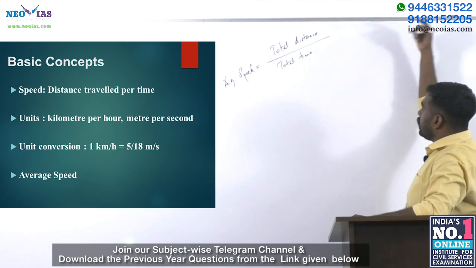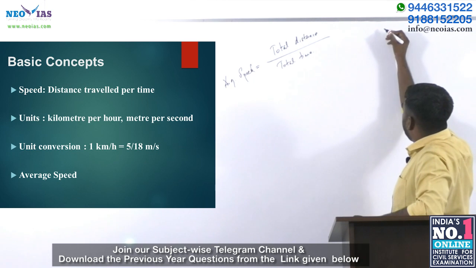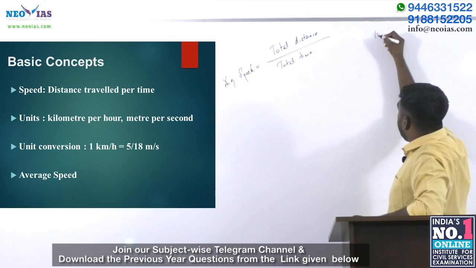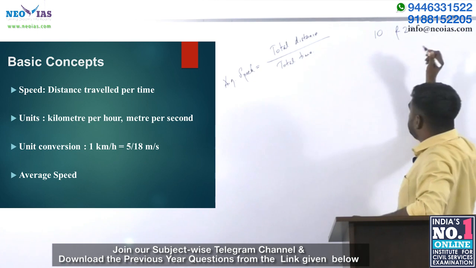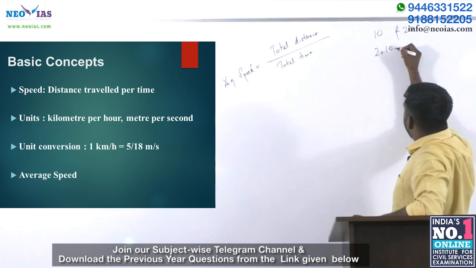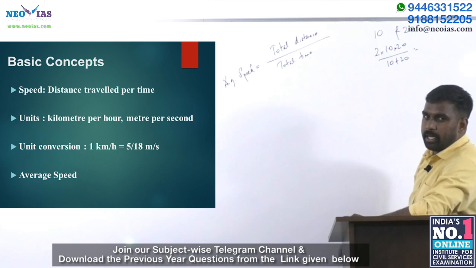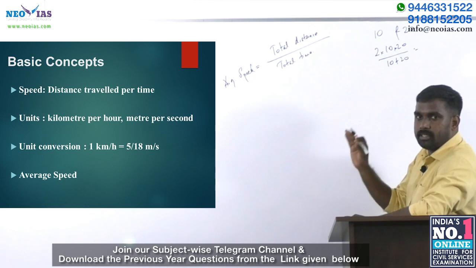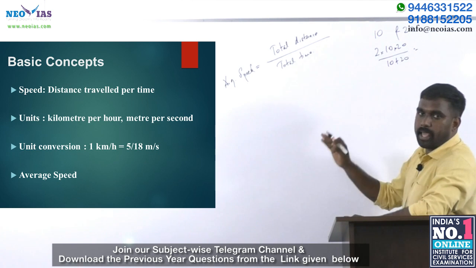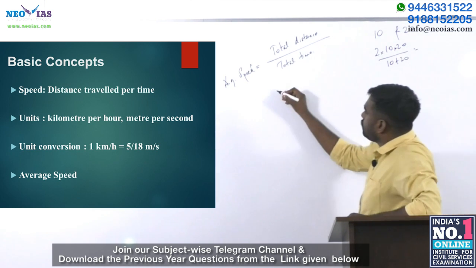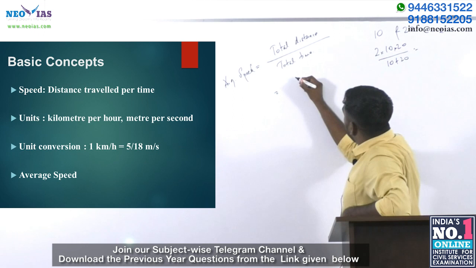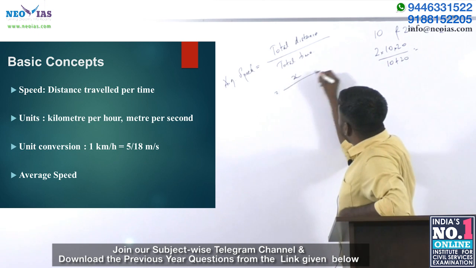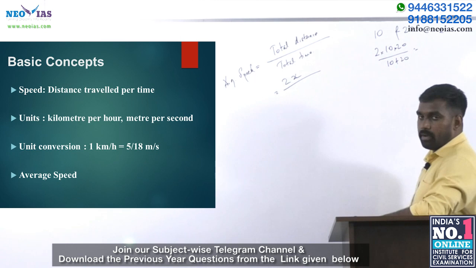There are more equations. If you are given two speeds, 10 and 20, and you need to find the average speed, it will be 2 into 10 into 20 by 10 plus 20, which will give you the average speed if and only if the distance travelled is the same. Okay, why? Because they are travelling x distance each, so the total distance travelled is 2x, right.